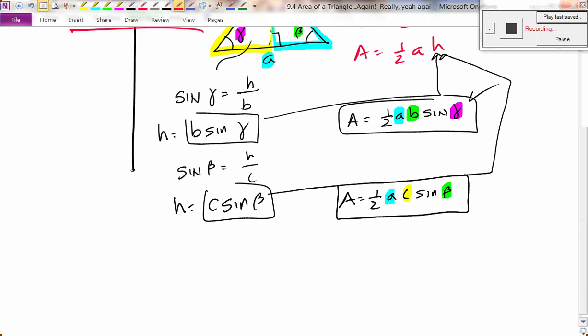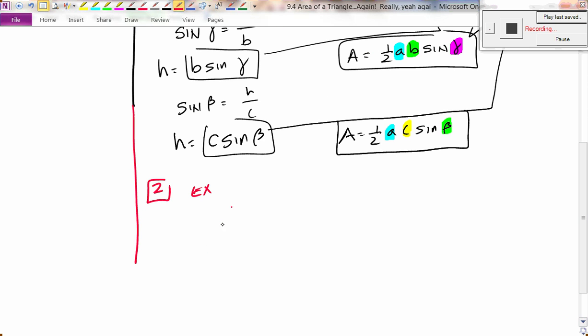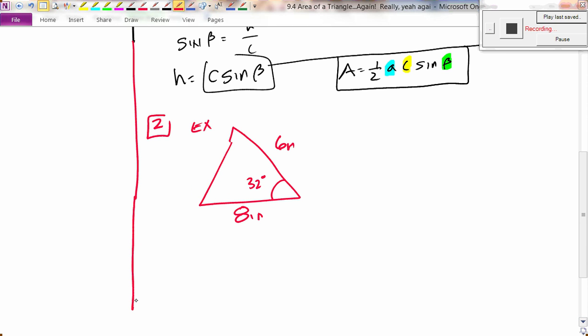When you have side angle side, you can use the approach. So let's do a couple of examples here. Say I give you this beautiful triangle. This is 8 inches, this is 6 inches, and this is 32 degrees. Please find the area of that triangle.